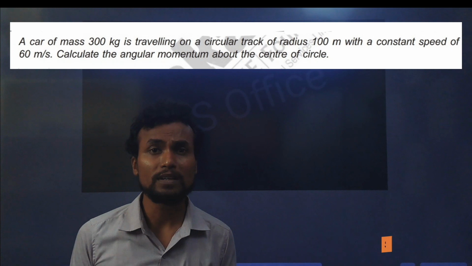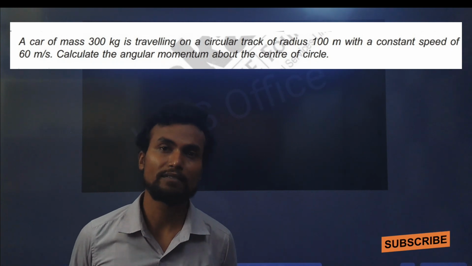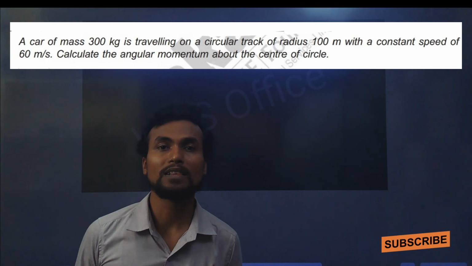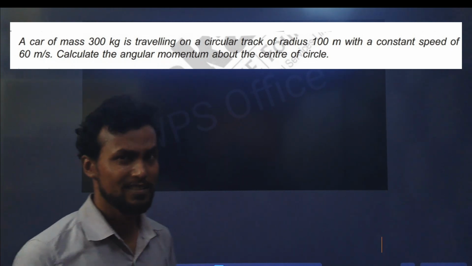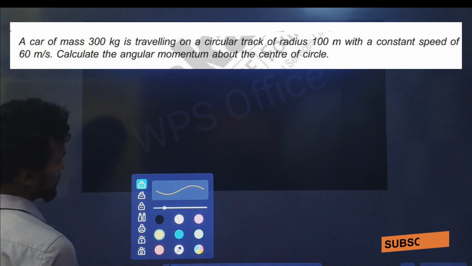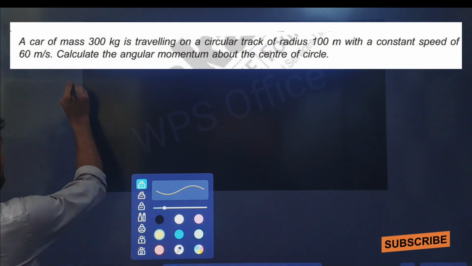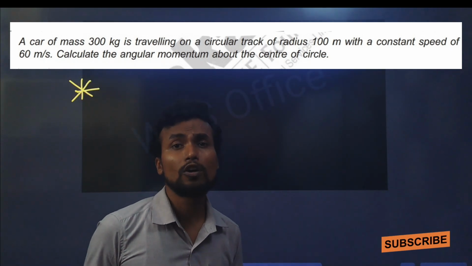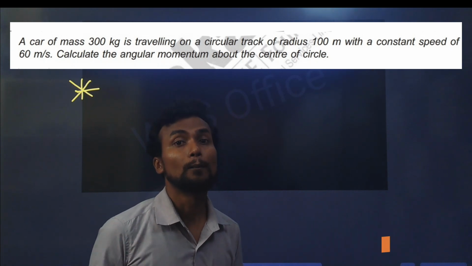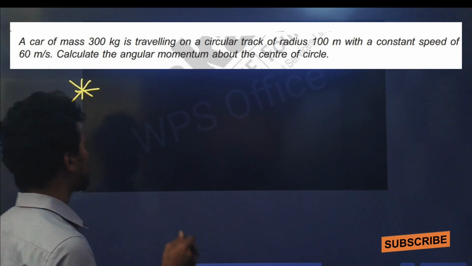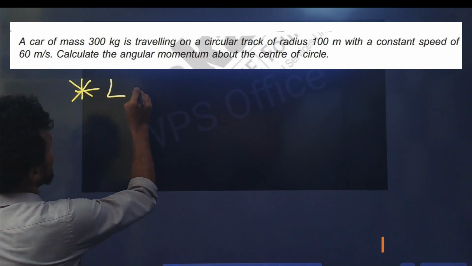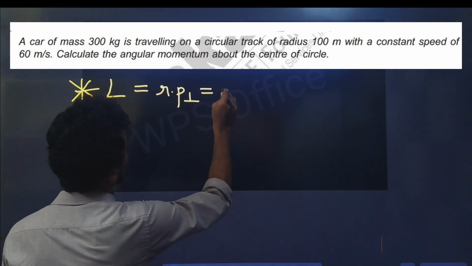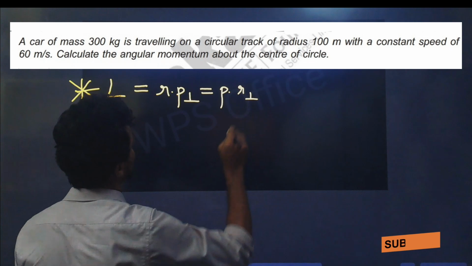Angular momentum is a vector quantity, having SI unit kilogram meter square per second and dimensional formula ML²T⁻². This is very basic. Angular momentum means the quantity of rotational motion possessed by a body. Which body? A rotating body. Angular momentum is given by L equals r into p perpendicular, or p into r perpendicular.